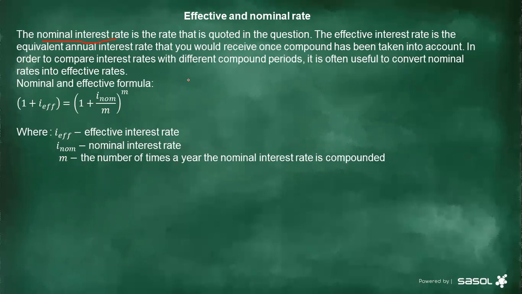So this is the formula that we are using to calculate nominal and effective rate. Remember earlier on we also had a question where you had to use this formula. So I think it's not going to be difficult for us to answer this one. Here i effective is the effective interest rate, i nominal is the nominal rate, and m is the number of compounding periods. It's not a number of years, but the compounding period that we are having.